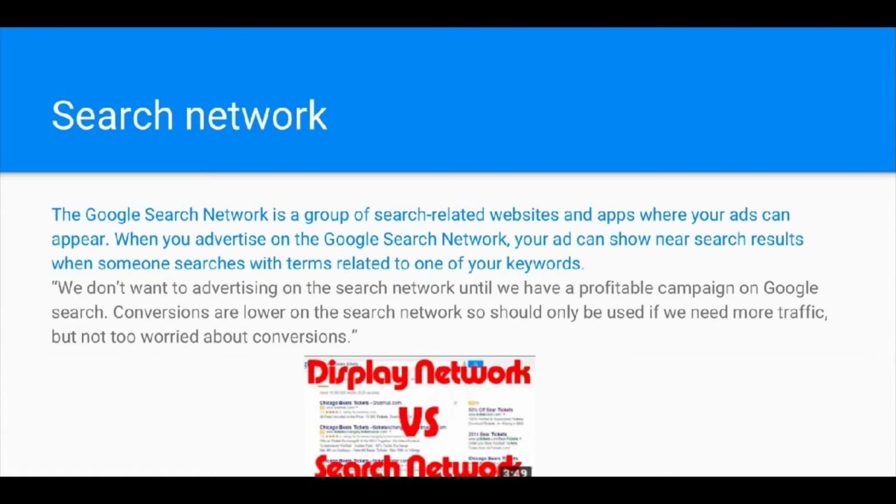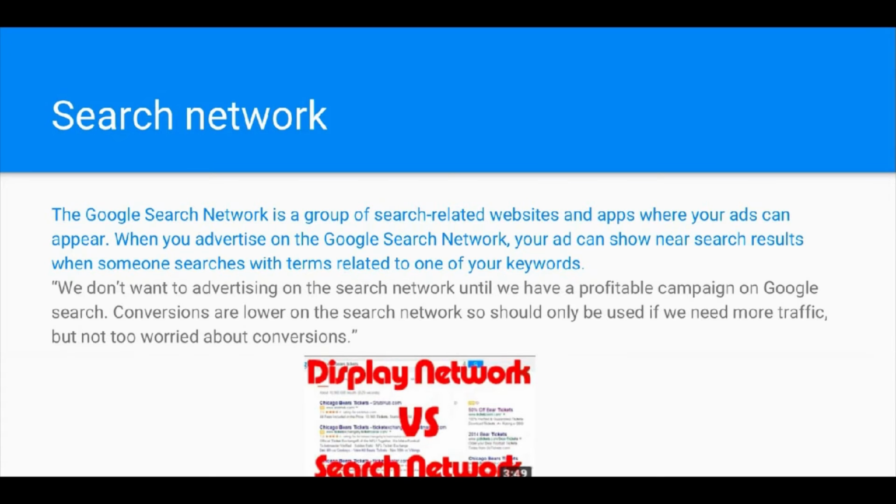Another option is to advertise on the Google Search Network. The Google Search Network is a group of search-related websites and apps where your ads can appear. When you advertise on the Google Search Network, your ad can show near search results when someone searches with terms related to one of your keywords.